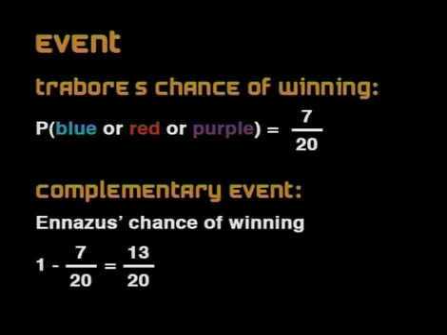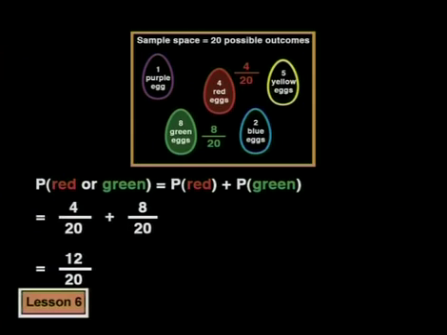The complementary event to this would be Inaza's winning, and we can write this as 1 minus 7/20, which is 13/20. Let's hope that Trabor made the choice that gives him a 12 out of 20 chance of winning against Inaza. His cattle must be very thirsty by now.